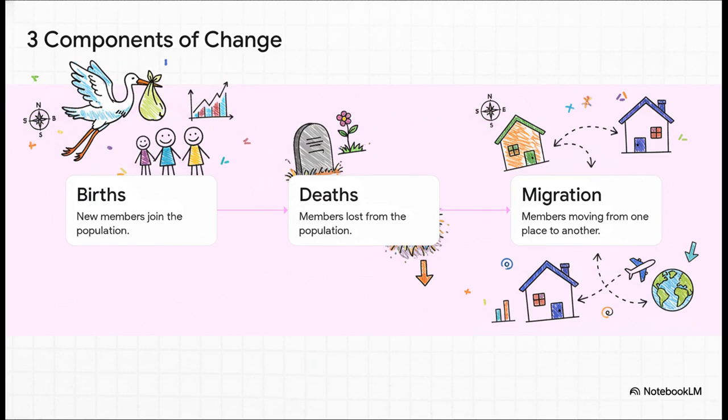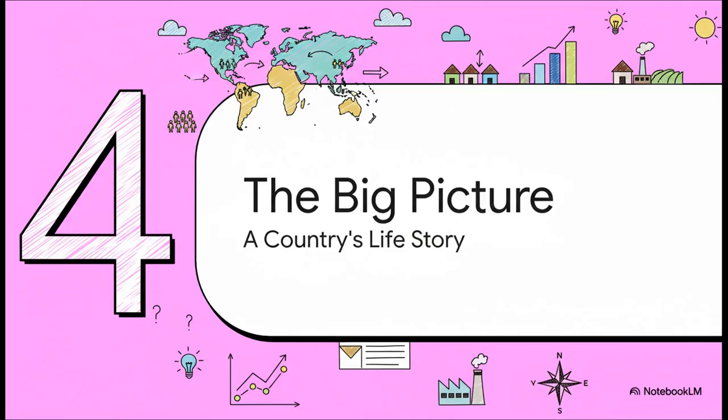Think of it like a family. Step 1, births. New members are joining the family. Step 2, deaths. Sadly, we lose some members. And step 3, migration. That's when some members move to a new house, either in or out. Births, deaths, and migration. That's the whole story.